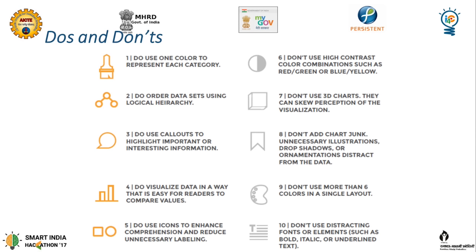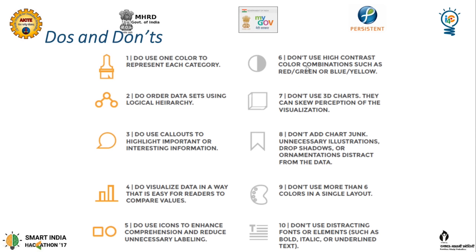Do use callouts to highlight important or interesting information. Again, if it is supported by the tool, then it is possible, but it helps many times. Then do visualize data in a way that it is easy for readers to compare the values. Do use icons to enhance comprehension and reduce unnecessary labeling. So, instead of labels you can always use icons if it is possible. If you are creative enough, then you can come up with such icons also.